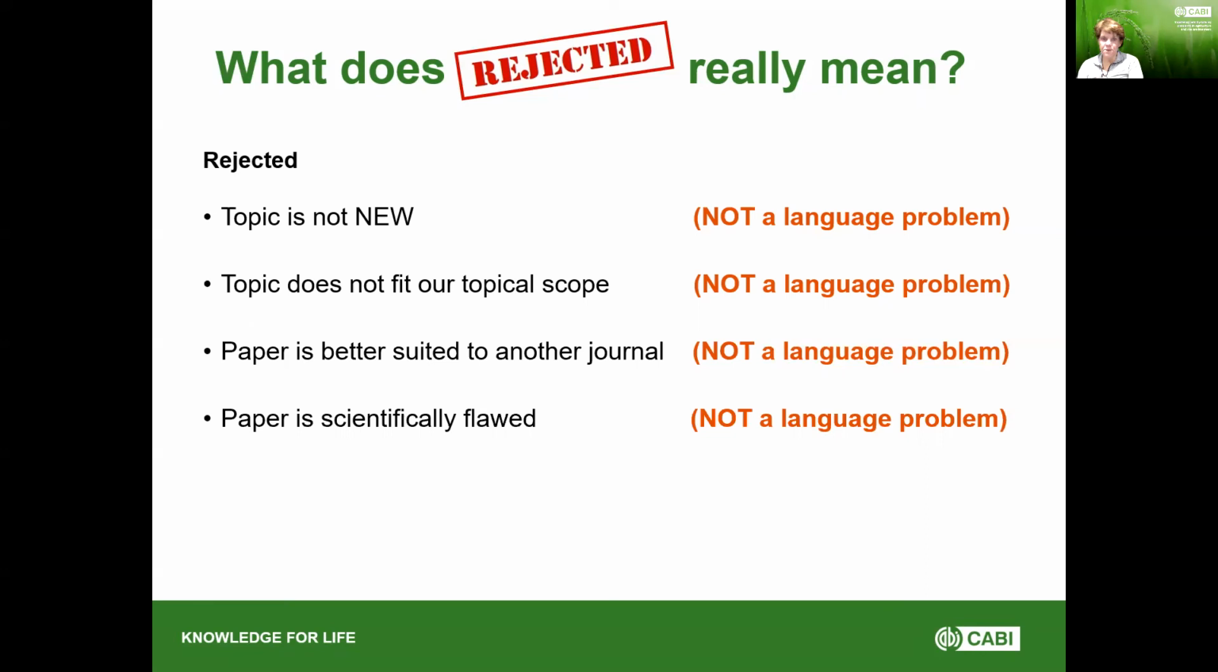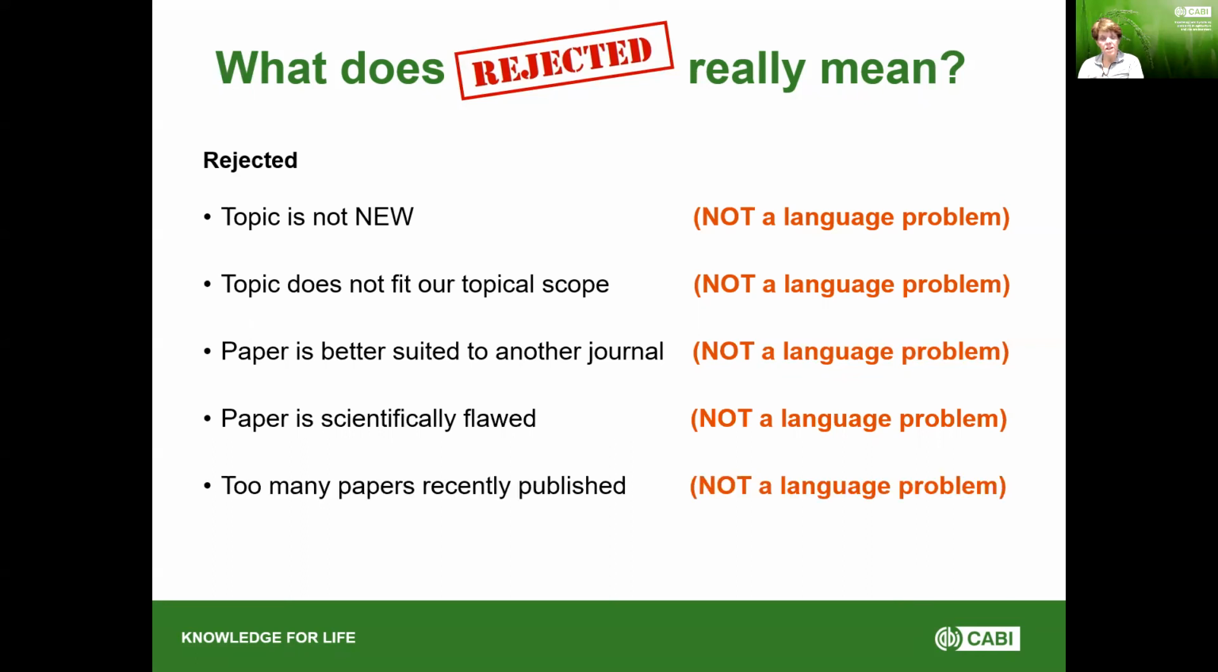If a paper is scientifically flawed, obviously editors will reject it. And if a journal has published too many papers on that particular topic recently, they may also reject a manuscript just because they need to have some diversity in the realm of the scope of the journal. They need to have a variety of different topics covered within a quarter or a half year or a year of publications of that journal.